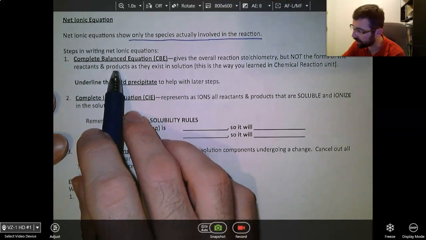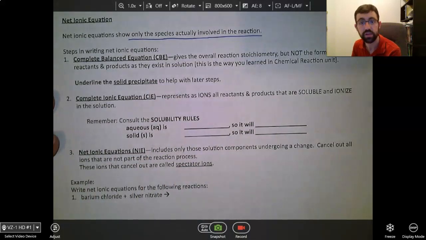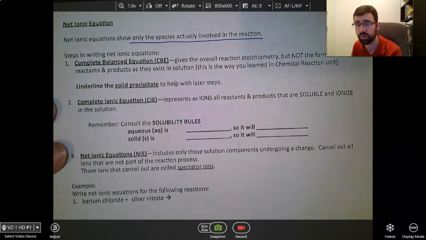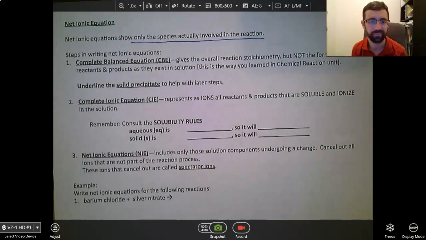Then we're going to underline the solid precipitate to help us with the later steps. So we do have to pay attention to the state of matter because that becomes important later. Remember, we talked in the last video about how if it is insoluble, it's solid. If it's soluble, it's AQ, it's aqueous, it's dissolved. That's what I mean. We need to pay attention to the state of matter.